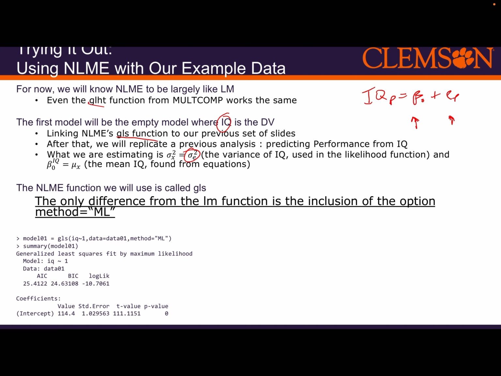So here is the GLS statement. We put IQ, our dependent variable, ~ 1. That gives us just the intercept only. In our data set, we expect to have a variable named IQ.